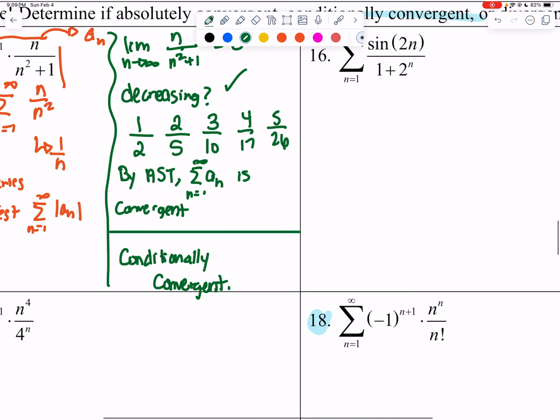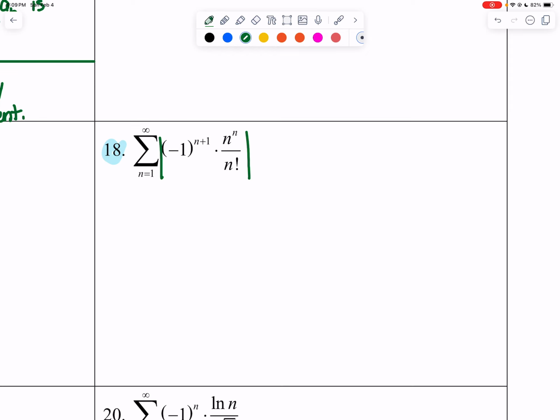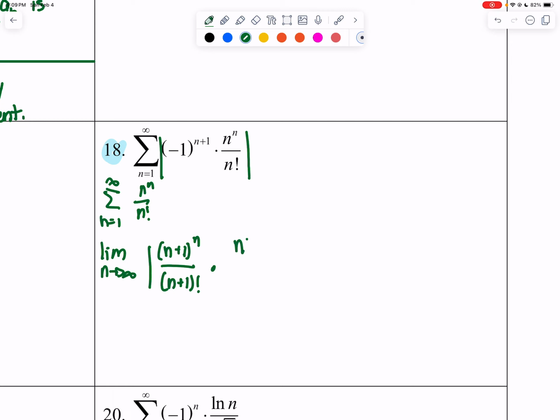All right, number 18 is another problem where we have -1 to the n plus 1. Since we have an alternating series, I'm going to go ahead and use the absolute value bars, and I have the sum from n equals 1 to infinity of n to the n over n factorial. Remember that if I have some sort of n factorial right here, I'm probably going to be using the ratio test. So I have the limit as n approaches infinity of the next term, and then I'm going to multiply by the reciprocal of my original.